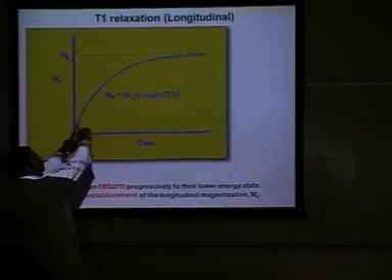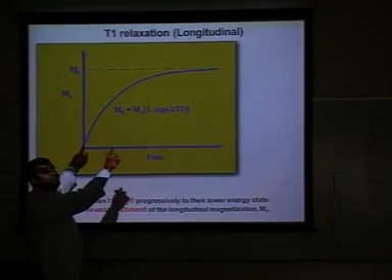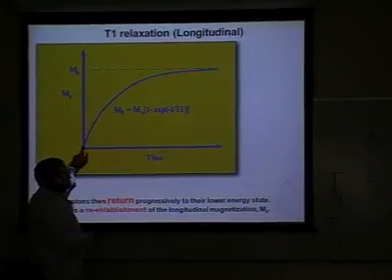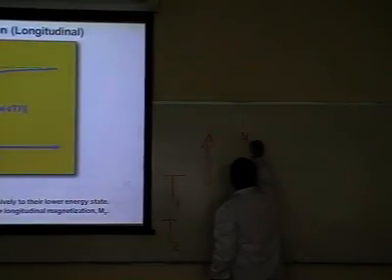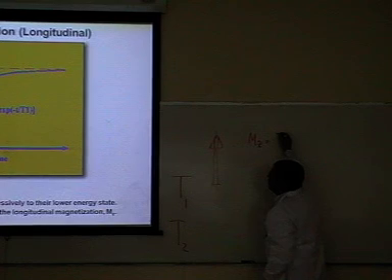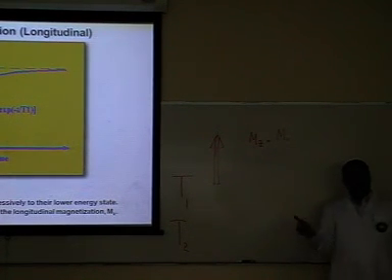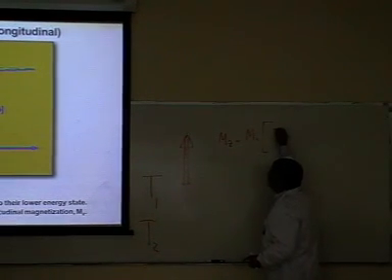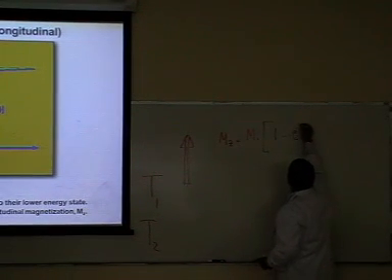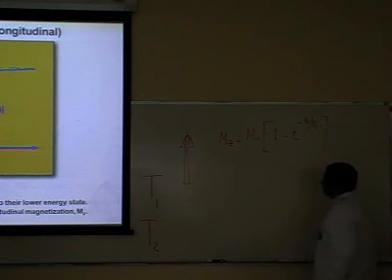And then it will continue to grow until it reaches something called saturation, or the original value. Okay? Now, it's described by this equation. Mz is defined as M0, which is the initial magnetization when you first turn the magnetic field on, multiplied by 1 minus the exponential of minus t over T1. Okay, because it's an exponential growth.